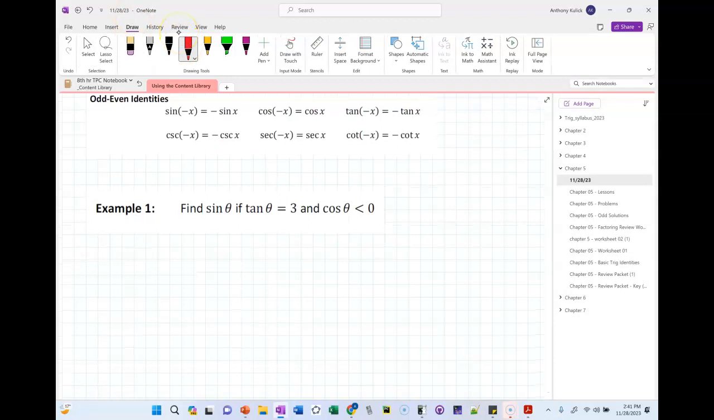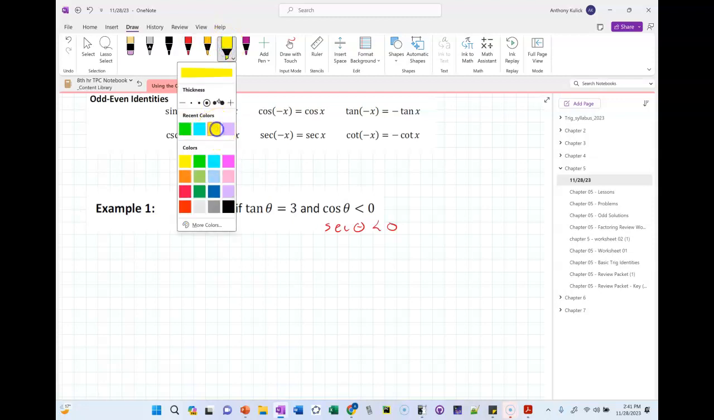So here we have: find sine theta if tan theta is 3 and cosine theta is negative. Well, right away, if I know cosine is negative, its reciprocal also has to be negative, right? If I take negative 4, the reciprocal of that is negative 1/4, right? So I know that secant has to be negative also. Everybody good with that?